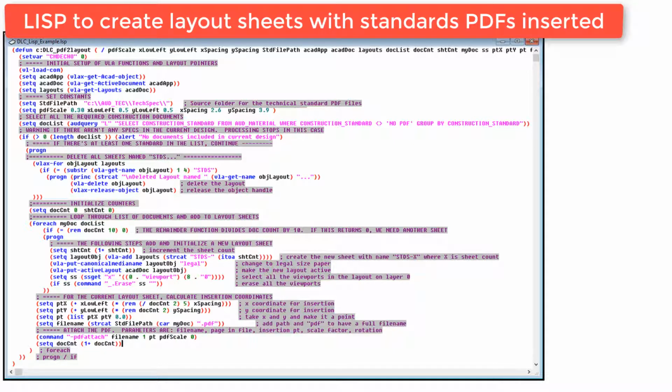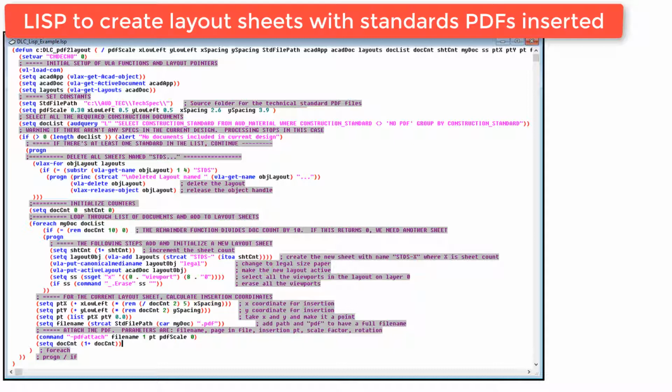Okay, now it's time for some math. This is where the document counter gets used. This first statement calculates the x-coordinate in paperspace units for inserting the PDF. Note this is based on the lower left point in paperspace that we plan to use, the document count, and the x spacing between different PDFs.